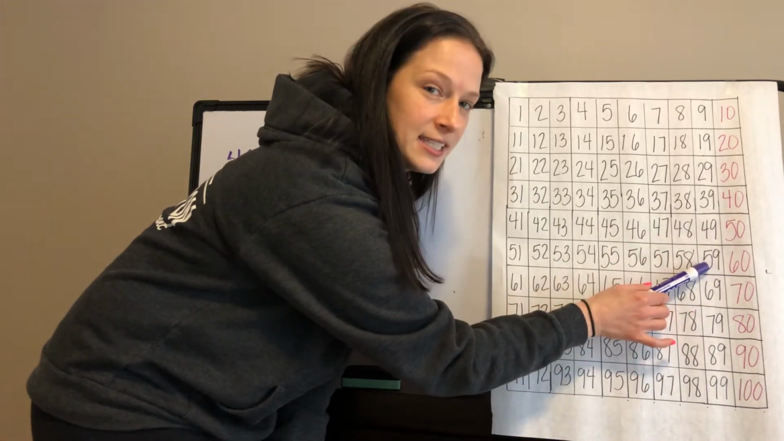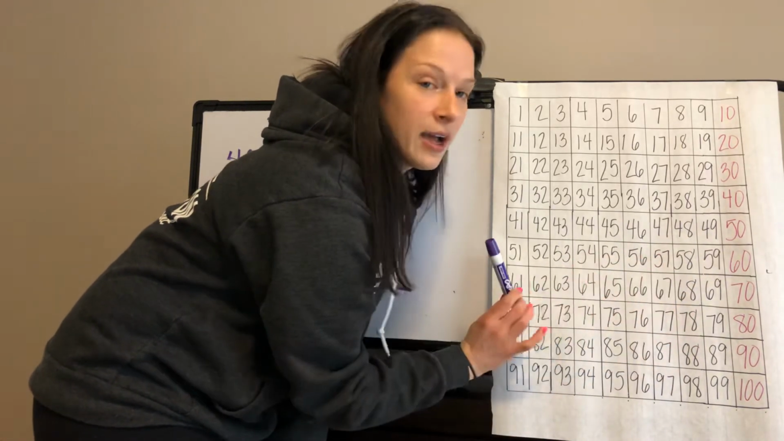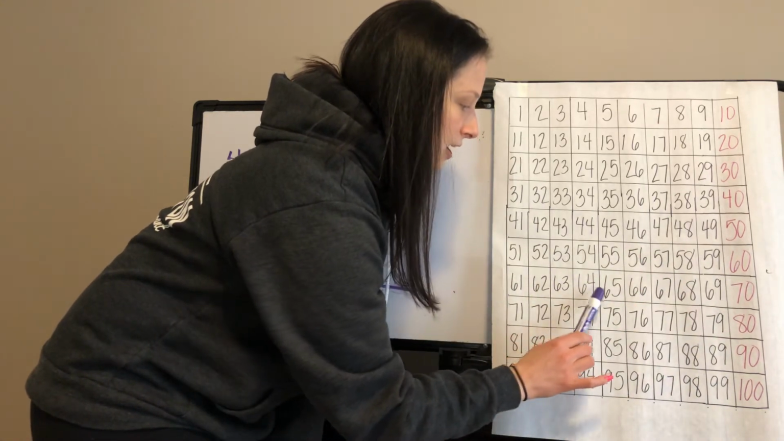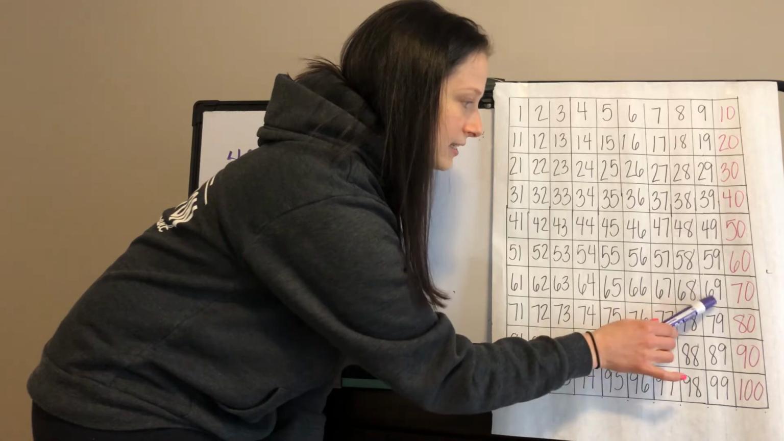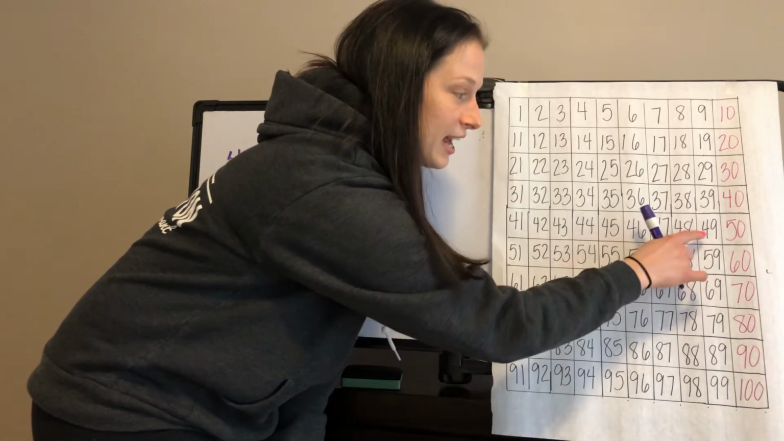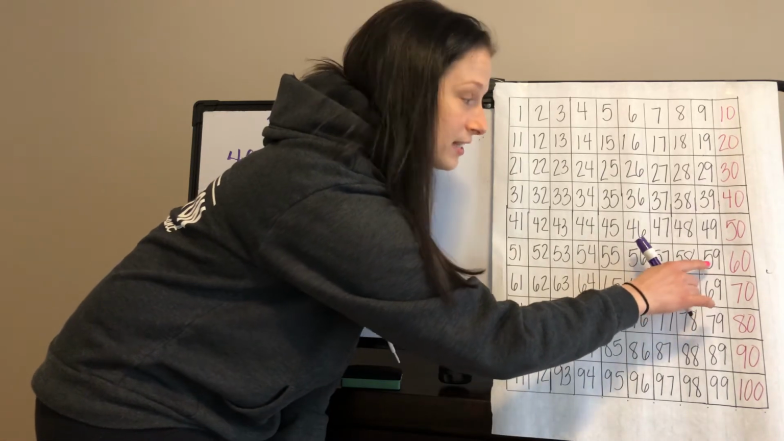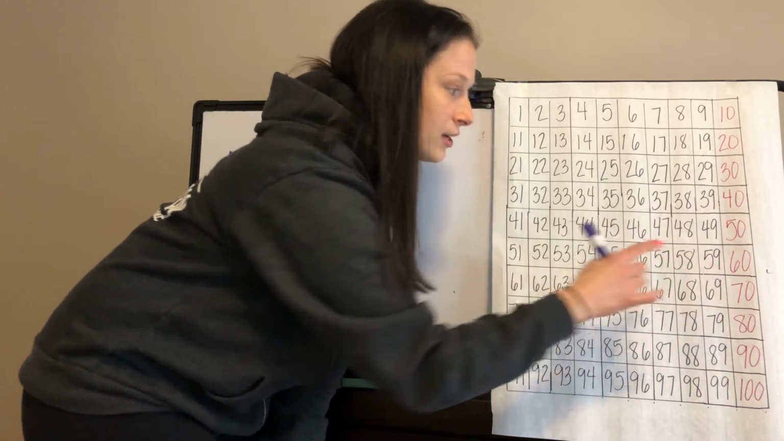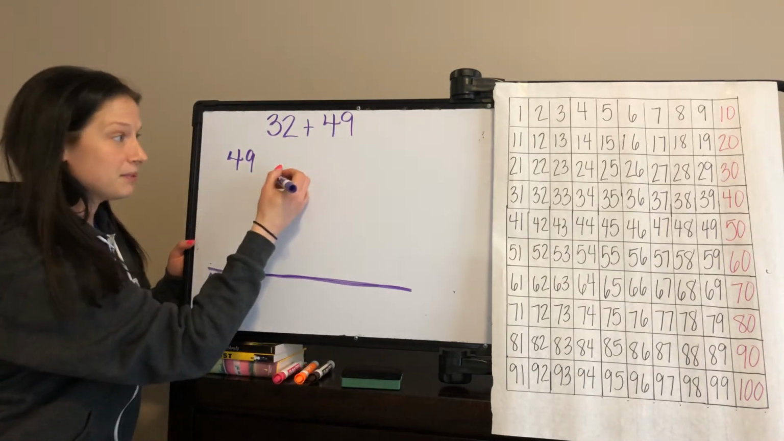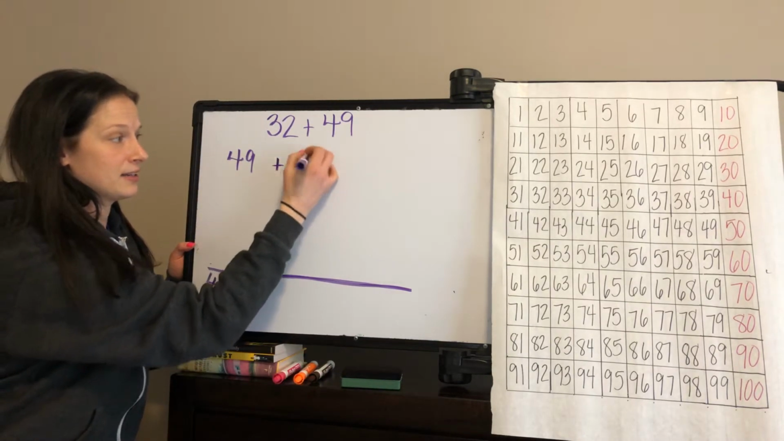Do you see where I landed here on the hundreds chart? I wonder what happens if I add 10 more. 1, 2, 3, 4, 5, 6, 7, 8, 9, 10. Do you see what's happening here? When I add 10 and I count by ones, I'm ending up right underneath. So let's think about what's going on. I'm thinking about 49 plus 10.